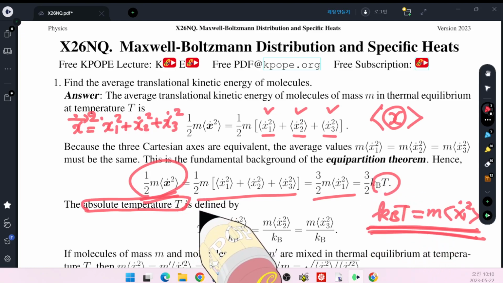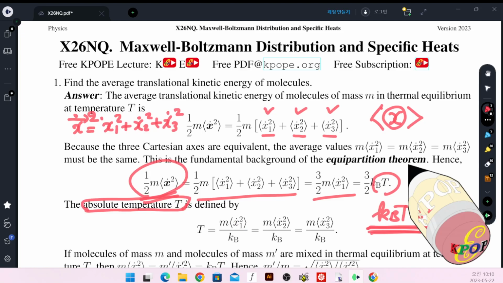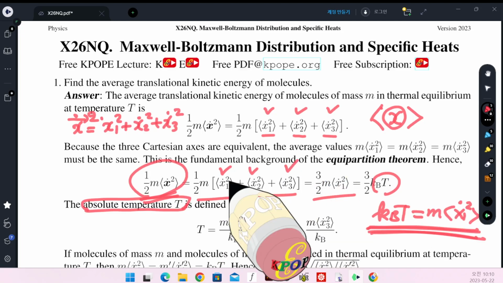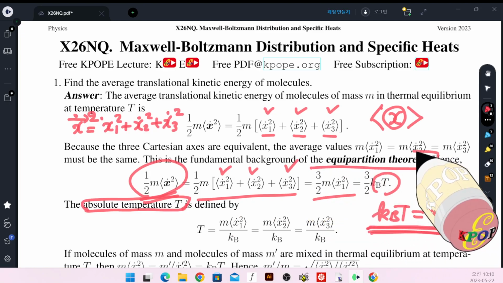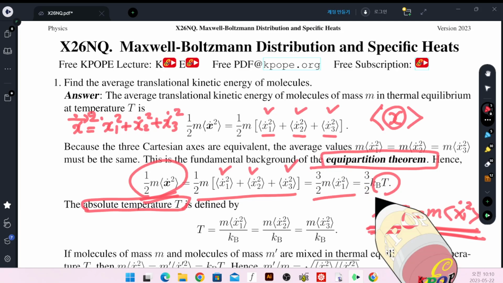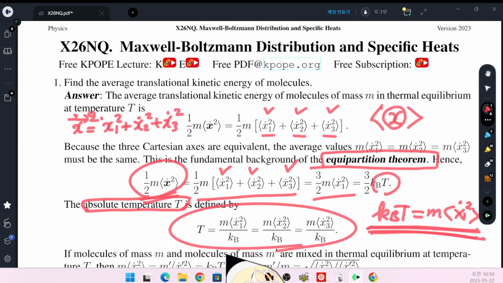But in fact, this kinetic energy assumes that there is no structure. The molecule is structureless. So it neglects the rotational or vibrational effect of a single molecule. So a particle assumption is hidden in this relation. And recall the equivalence of these three Cartesian axis contributions is called the equipartition theorem. So this relation is based on the equipartition theorem.